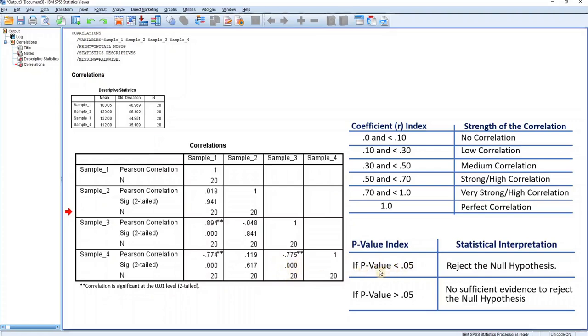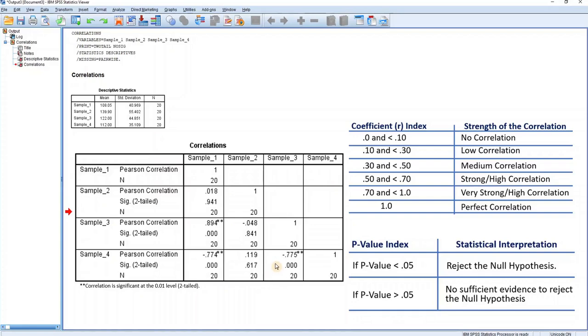From the p-value index table, this means that we have sufficient evidence to reject the null hypothesis because the correlation coefficient differs significantly from 0. Therefore, there is a linear correlation between sample 4 and sample 3.